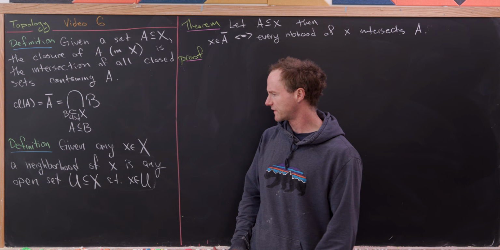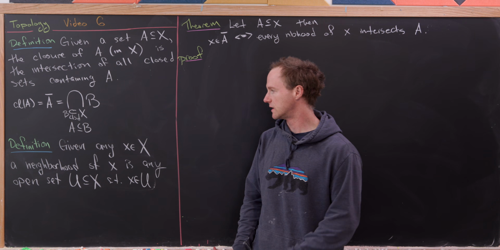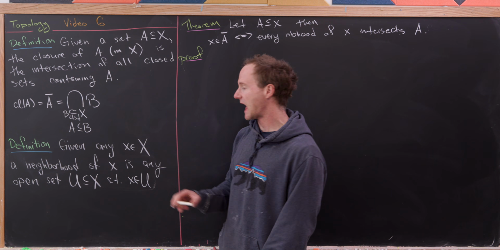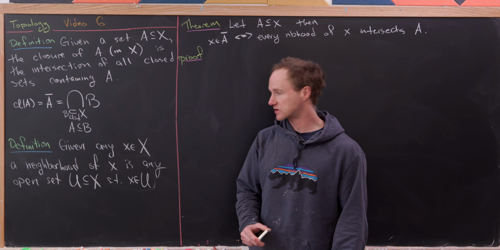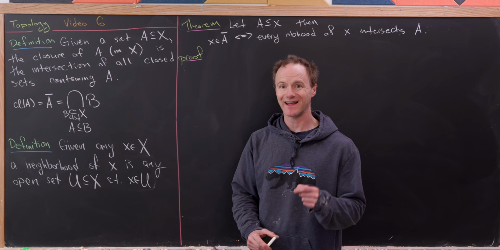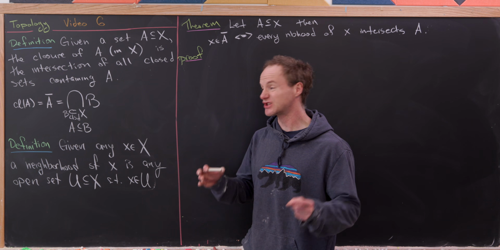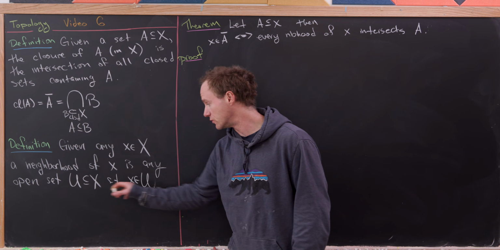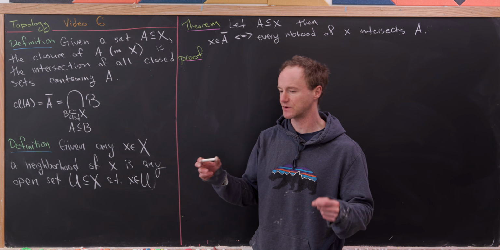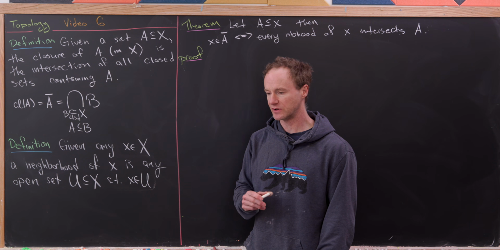Okay, so let's start with the definition of a neighborhood. Given any x in our larger topological space, we'll say that a neighborhood of x is really just any open set U that contains x. So that's simply what a neighborhood is.